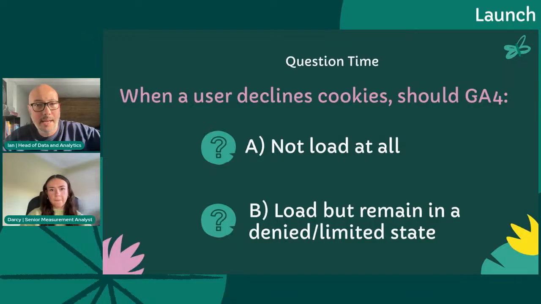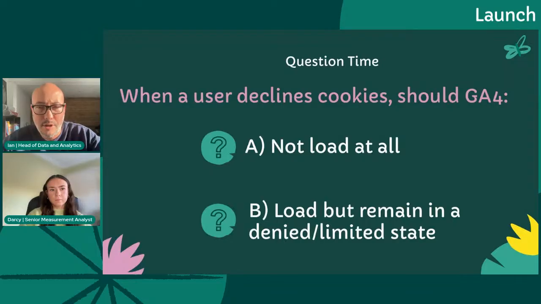GA4 should load in the background, and it should load in what's called a denied state. So it understands the user's consent at that time. They haven't accepted the cookie banner, or if they do decline the cookie banner, it should still load in that denied state. And what that does is it allows it to collect standard metrics from your website to send over to GA4, but it also allows you to model the data in case it needs to. So for example, someone has declined the cookie banner.